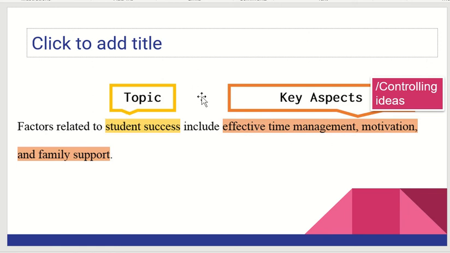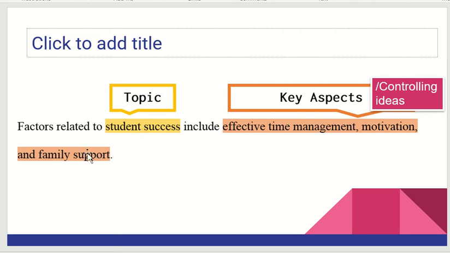The first factor is effective time management. The second one is motivation. And the third one is family support. So based on this, this is your thesis statement, and the thesis statement should be included in your introductory paragraph.